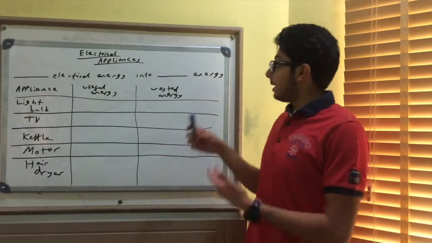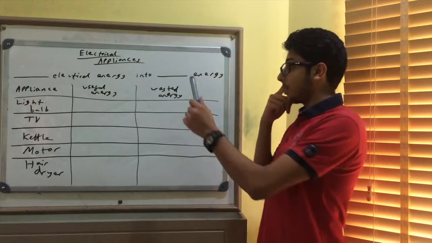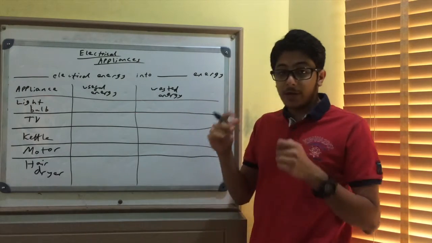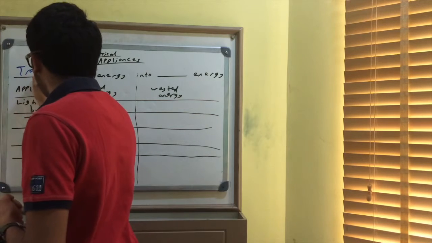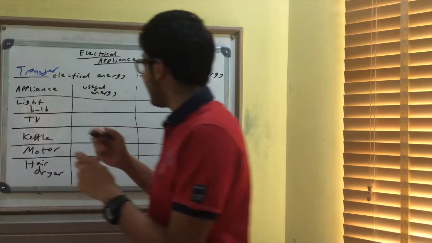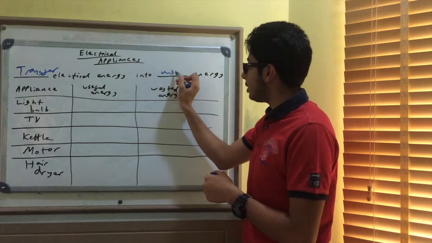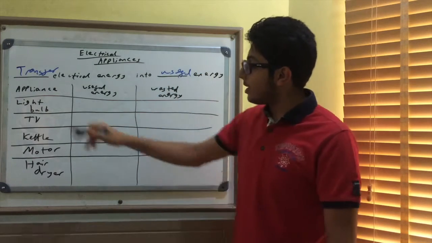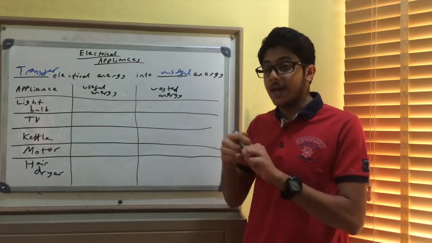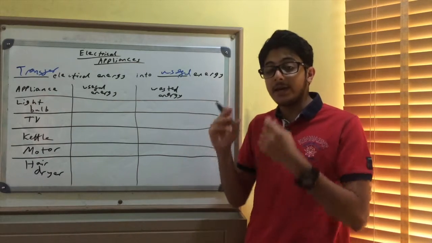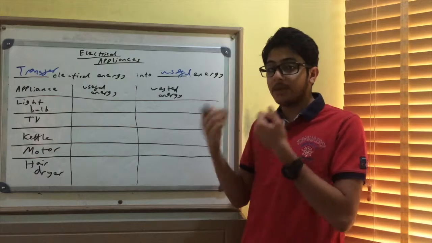Today we're going to be looking at electrical energy. But first, electrical appliances. What do electrical appliances do? They transfer. The key word is transfer. They transfer electrical energy into useful energy. Why do we say transfer? Because of the law of conservation of energy. Energy cannot be created and energy cannot be destroyed. It can merely be transferred.